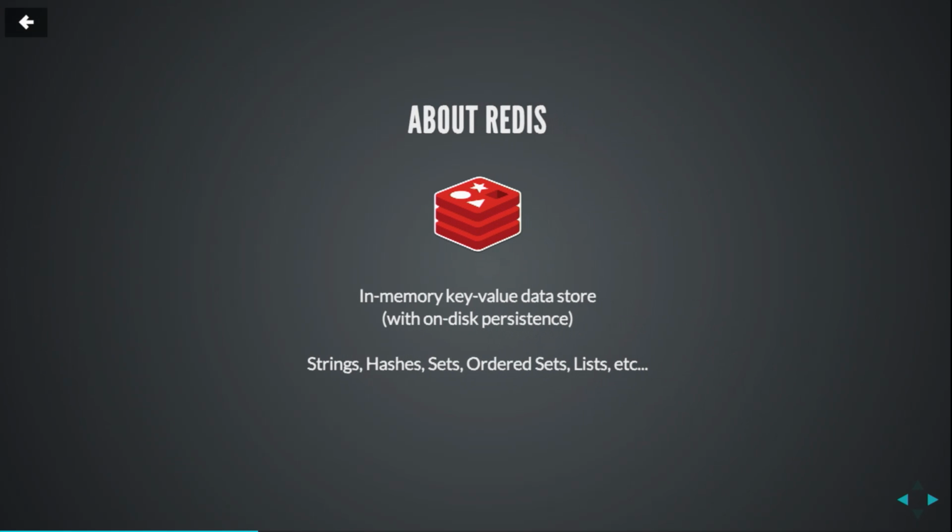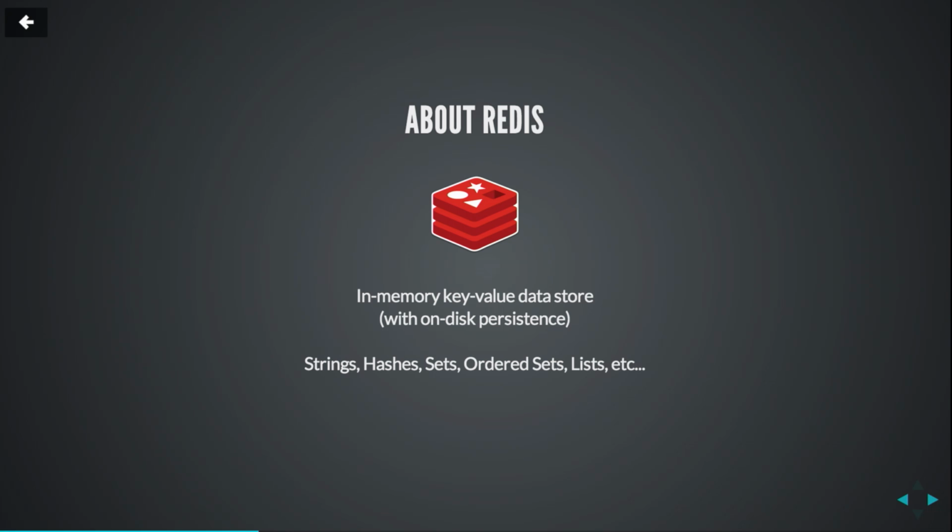A little bit about Redis, if you don't know what it is. It is an in-memory key-value data storage with on-disk persistence. It's known to be quite fast, faster than MongoDB, and it might replace MongoDB in your stack for your application. It is also known for having a lot of different data structures, such as strings, hashes, sets, ordered sets, lists, etc.